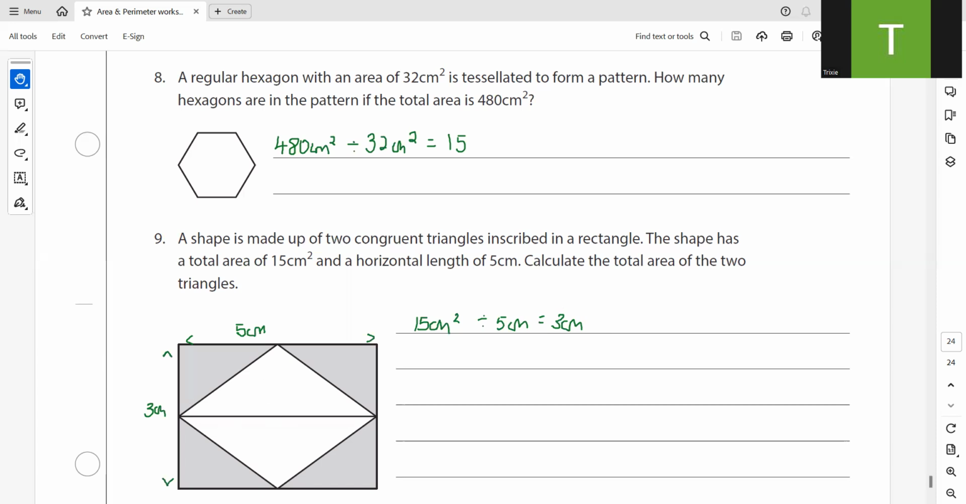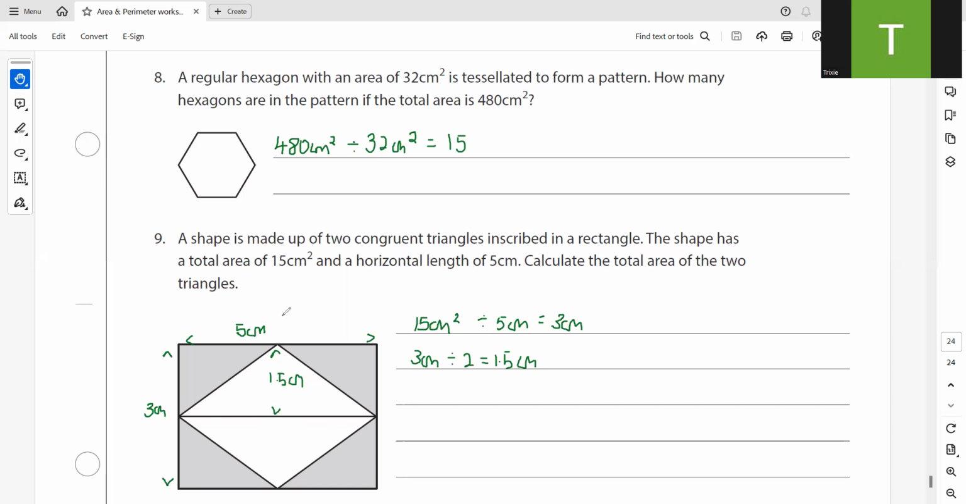And then by using 3 cm, you can find the vertical length of one triangle, because there are two congruent triangles here. So take 3 cm divided by 2, you'll get 1.5 cm. So that means the vertical height of one congruent triangle is 1.5 cm.